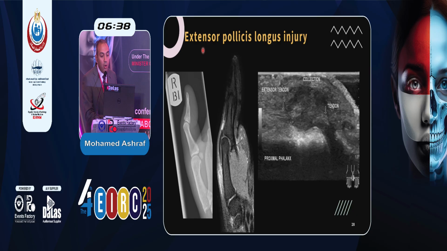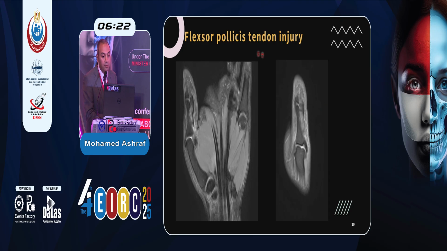This is a case of extensor pollicis longus injury, giving a small deformity in the finger, which is called mallet finger, and this is the defect filled with fluid, and in the ultrasound, this is the defect associated with collection. This is a case of flexor pollicis tendon injury. This is the tendon, this is the defect. Also, we can see the defect.